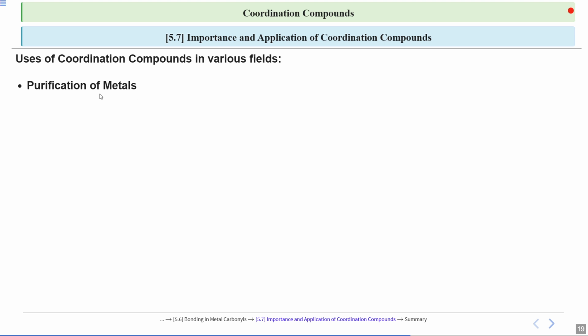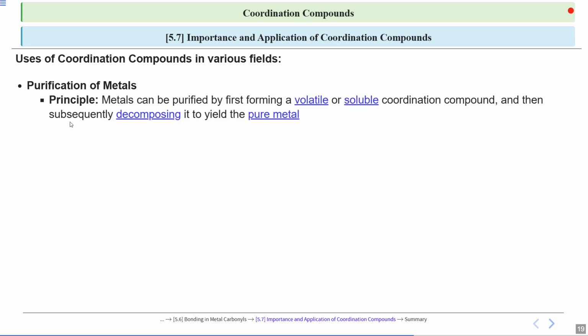Next is purification of metals. The principle included is that metals can be purified by first forming a volatile or a soluble coordination compound, and then subsequently decomposing it to yield the pure metal. This is the principle we are going to follow for the purification of metals. Let's take the example of nickel purification, which also has a name called Mond's process.